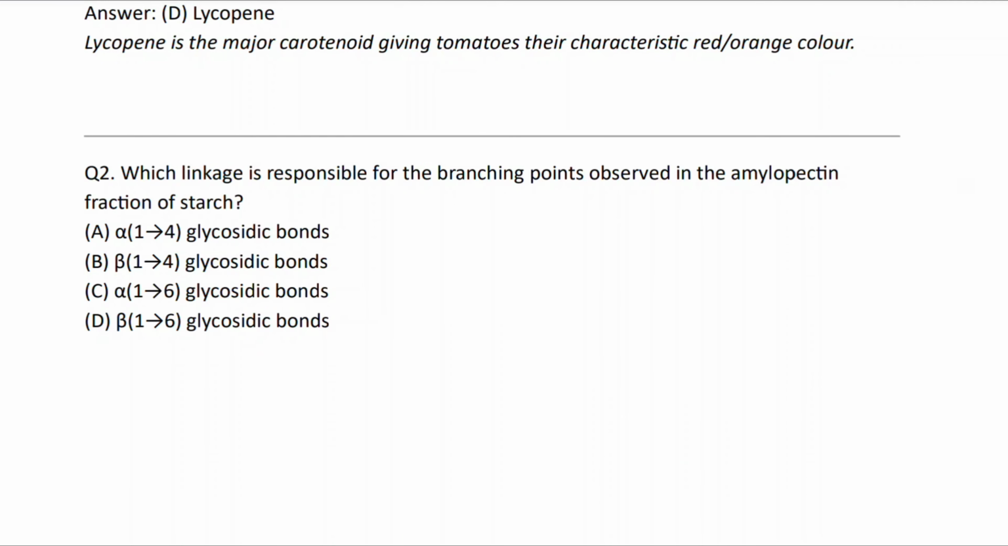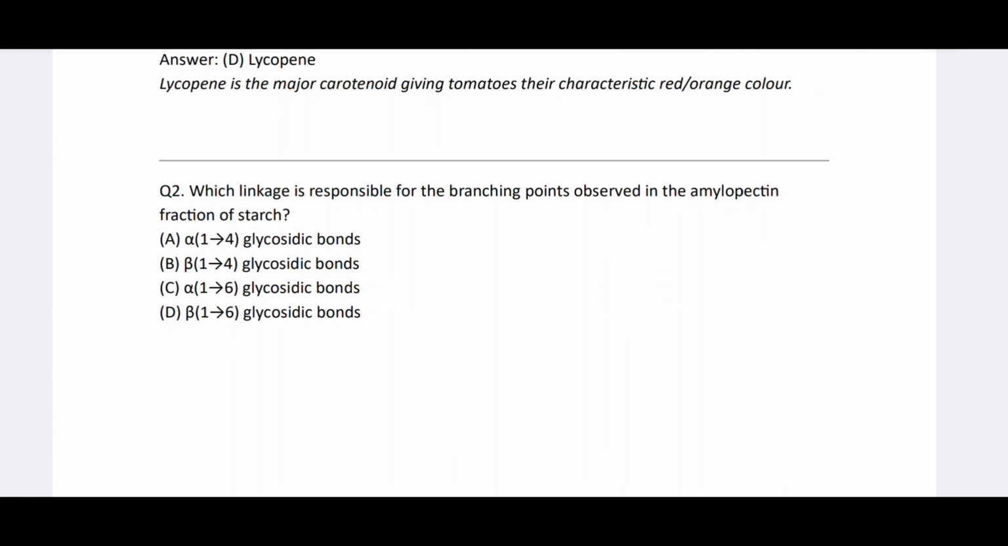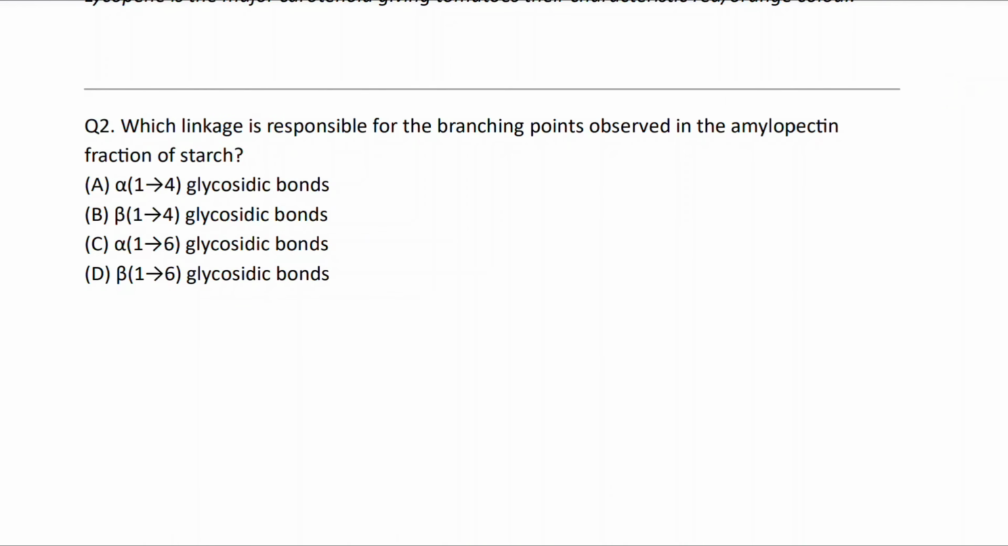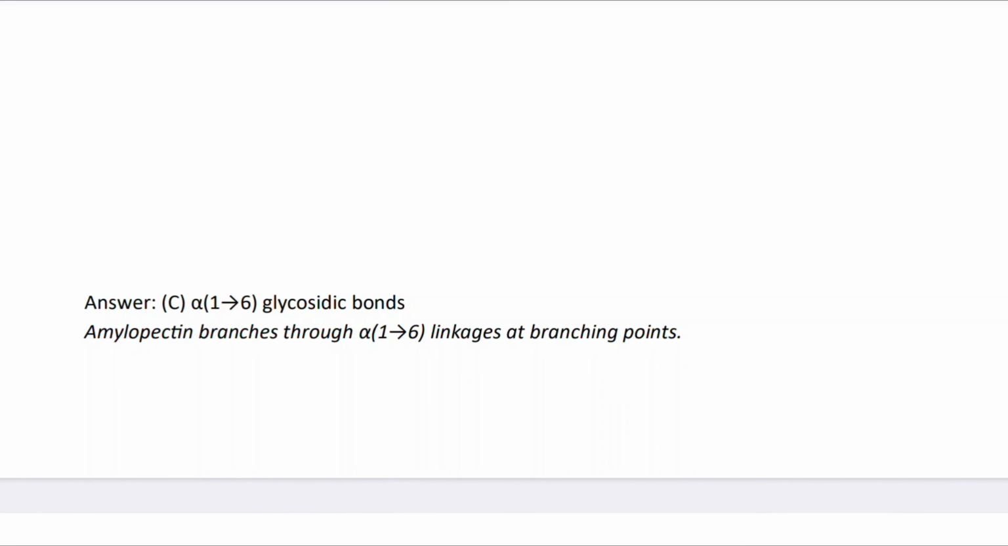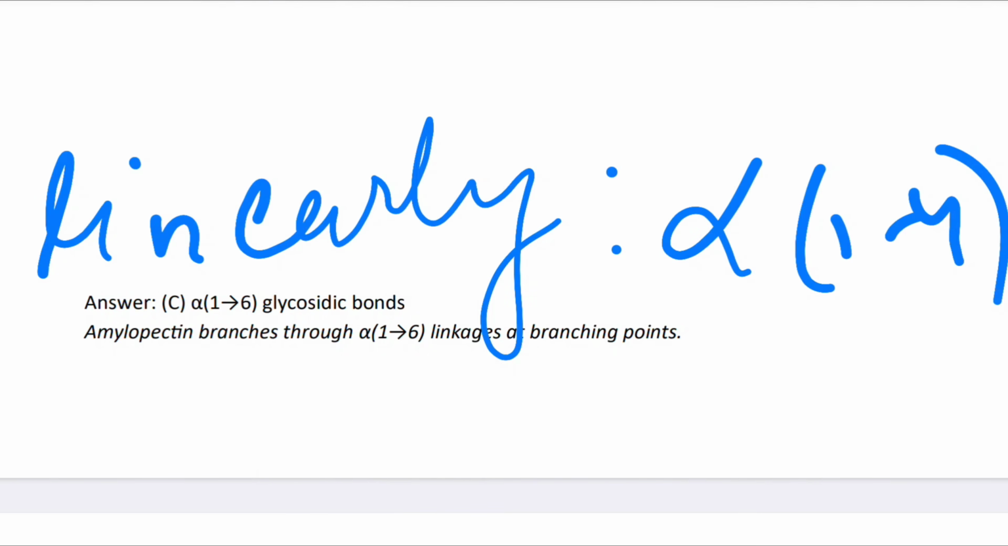Second question is, which linkage is responsible for the branching points observed in the amylopectin fraction of starch? So here are the four options: alpha 1,4, beta 1,4, alpha 1,6 and beta 1,6. So the right answer will be option C, which is alpha 1,6 glycosidic bonds. So what happens is, amylopectin consists of glucose units linked linearly by alpha 1,4 glycosidic bonds. While at the branches, the bond which is formed is alpha 1,6 glycosidic bonds.